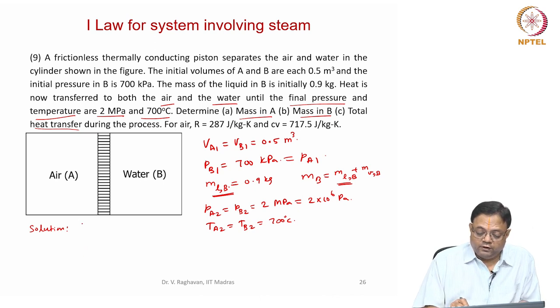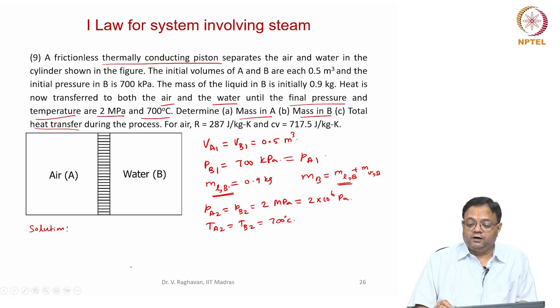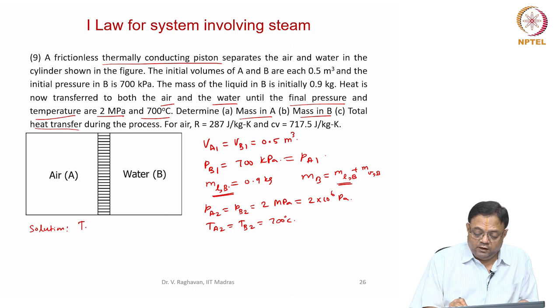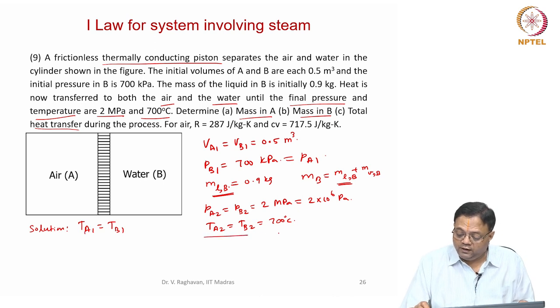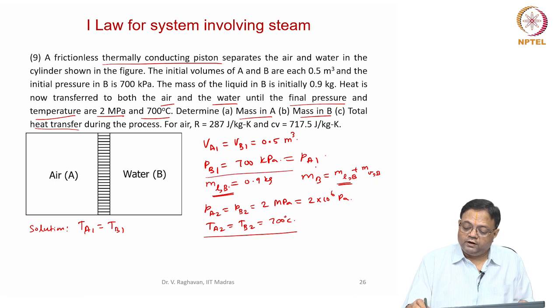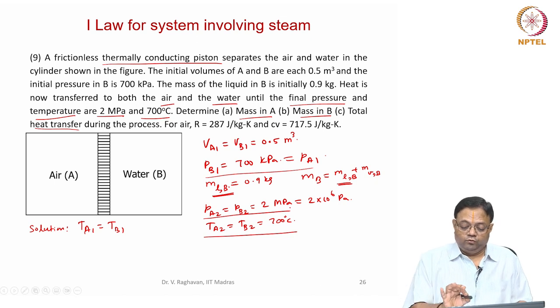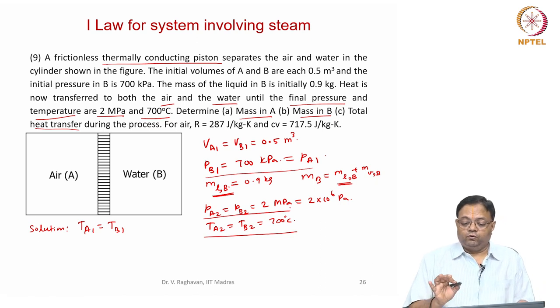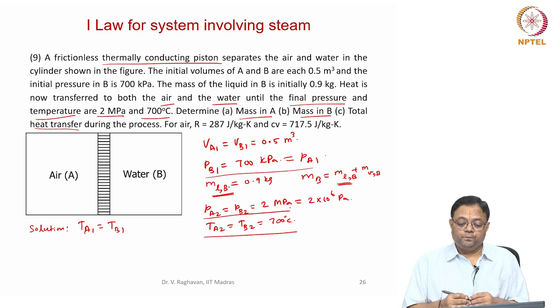So, since the thermally conducting piston is there, we can say that TA1 will be equal to TB1. Finally, also you can see that TA2 equal to TB2 and pressure also will be at every time instant the same. Say initially 700 kilopascals, finally 2 megapascals. So, this is the thing we have to understand here in this case.